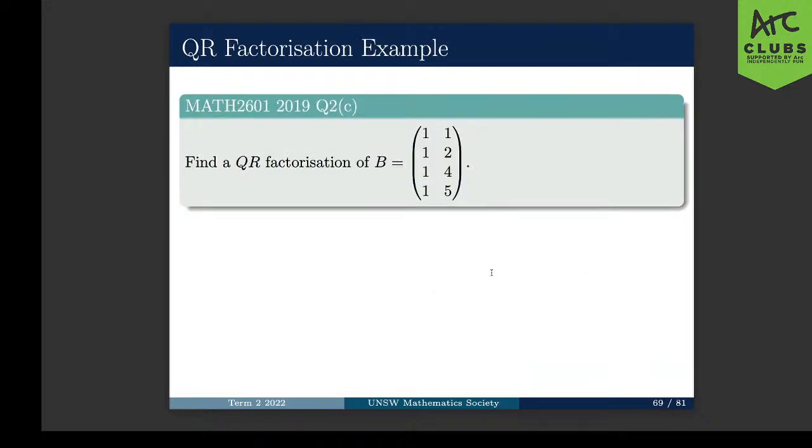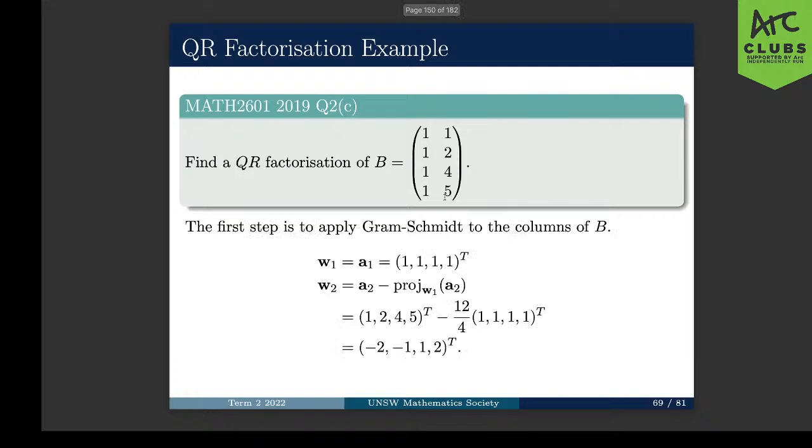So let's try a QR factorization of B here. It's just a 4 by 2 matrix, and here it is full rank because the columns are definitely linearly independent. So the first step, we apply Gram-Schmidt to the columns of B. There's only two here, so that makes our life a bit easier.